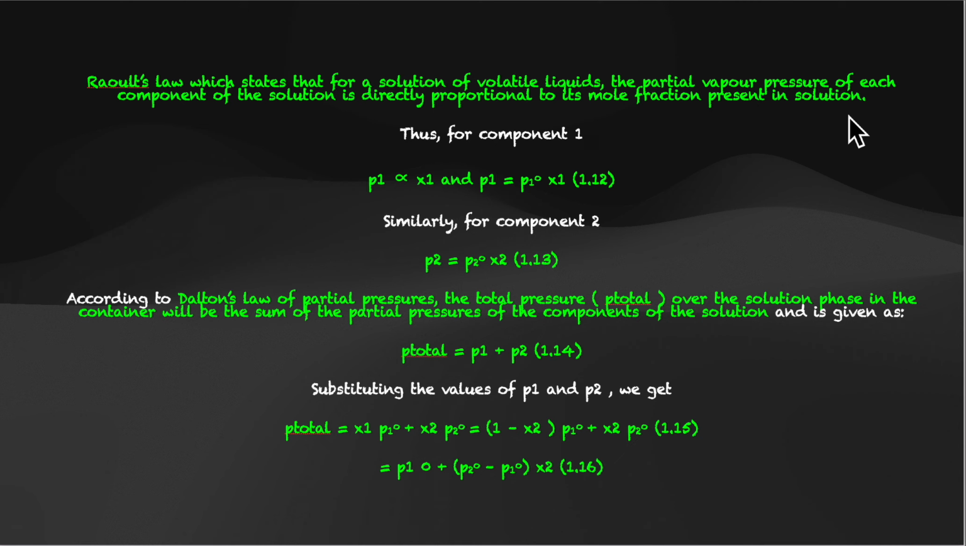Raoult's law states this, and it could be another important one marker. Now, thus for component 1, the partial vapor pressure is directly proportional to chi1, that is the mole fraction, and that can be represented as P1 is equal to P1 naught into chi1. This P1 naught is nothing but, they would have explained it here.